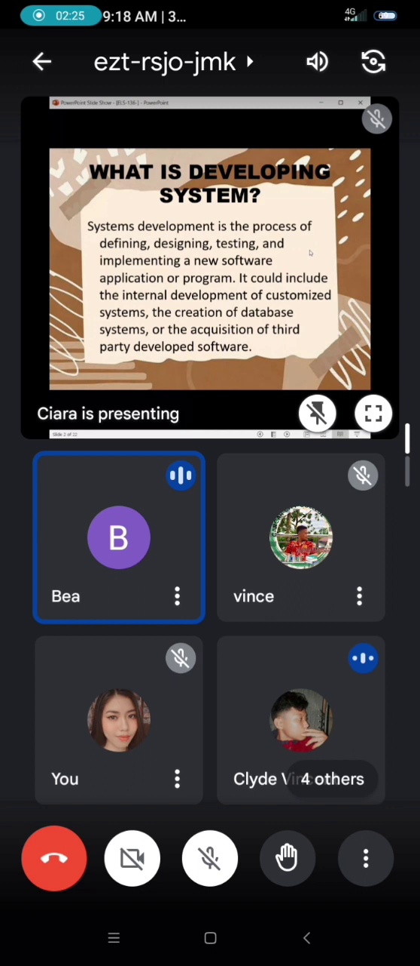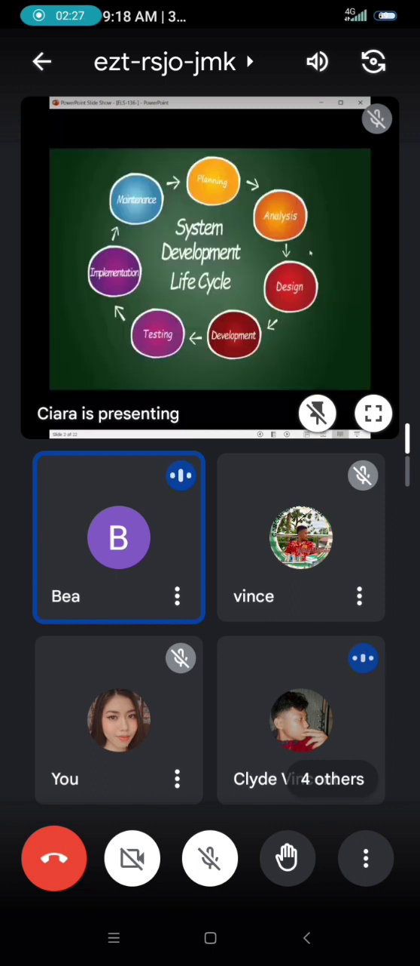The system development life cycle is a conceptual model used in project management that describes the stages involved in an information system development project, from an initial feasibility study to maintenance of the completed application. So, the system development life cycle applies to technical and non-technical systems.